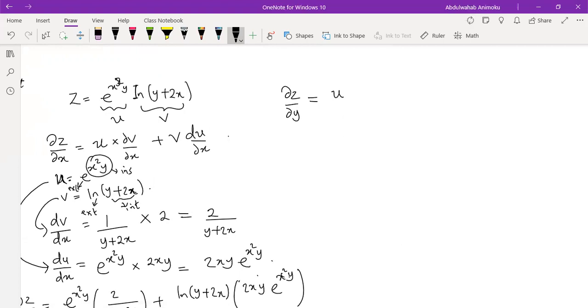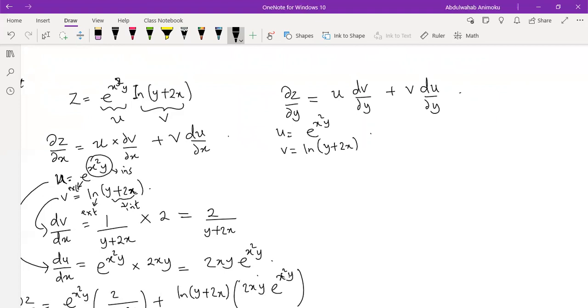So we're going to look at this function again as a product of two functions, u times v. Which means the derivative of z with respect to y would be u multiplied by the derivative of v with respect to y, plus v times the derivative of u with respect to y. So using the product rule, right? Don't forget that your u is still e raised to power x squared y, and your v is still ln(y plus 2x). Okay, good.